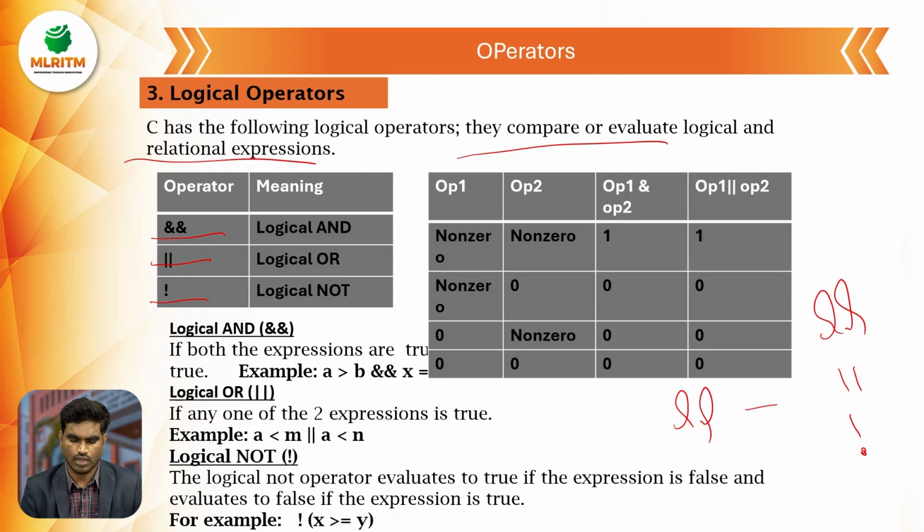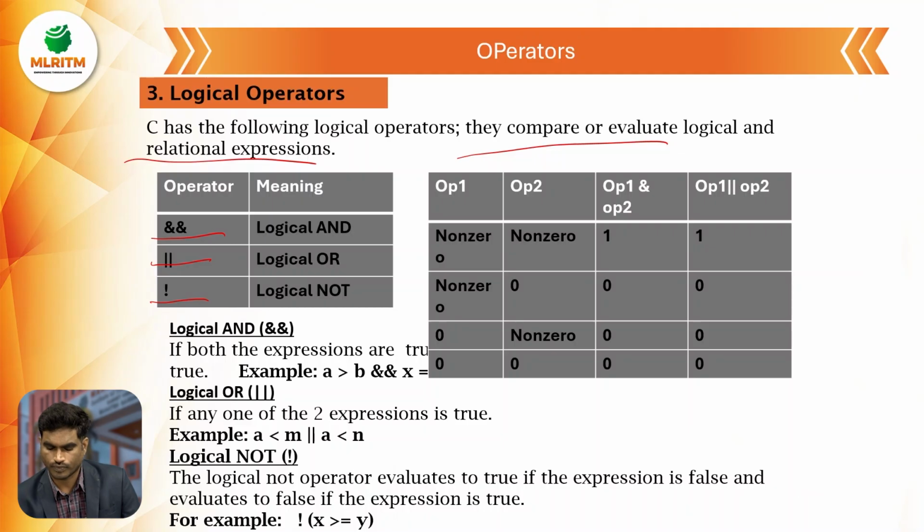In logical OR, if any one condition is true, the result is true. When both conditions are false, the result is false. In all remaining cases the result is 1. We are writing the truth table.